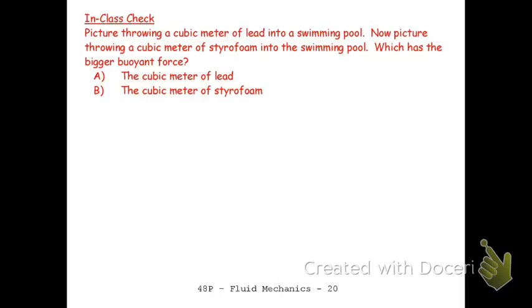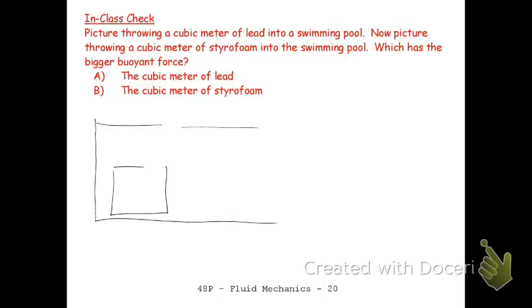This is a conceptual question. Picture throwing a cubic meter of lead. Yeah, if you've been working out, you can do this. So a cubic meter of lead, Pb, into a swimming pool. Now picture throwing a cubic meter of styrofoam, the stuff they make the cups out of that you drink out of. I'm giving it away with a diagram, but which has the bigger buoyant force?